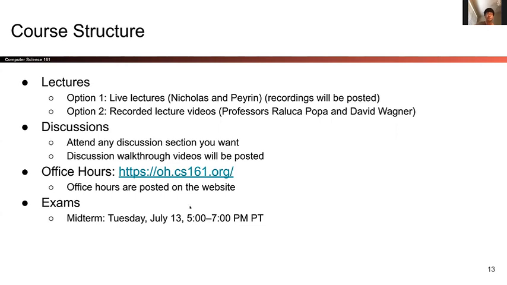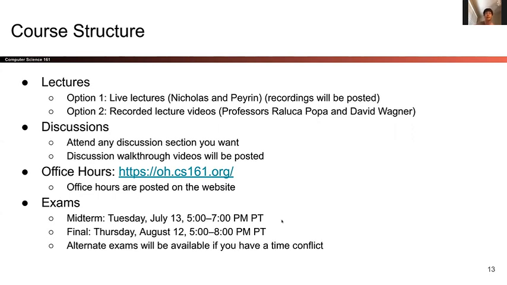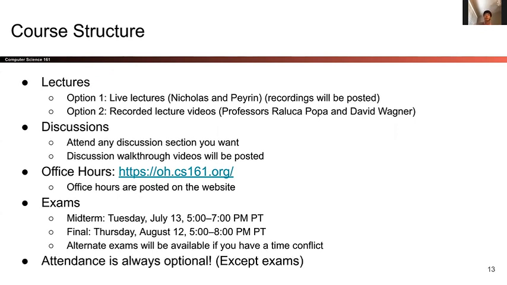There are 2 exams. The midterm is on July 13th from 5 to 7 Pacific time. And then the final is August 12th from 5 to 8 Pacific time. If you can't make it, we have alternate exams, and there'll be a form going out, I would say, in a week or 2. One nice thing about this class is attendance is always optional except exams. So if you want to never show up for anything again and just come for the 2 exams, we're totally okay with that. We're not going to take attendance. It's not part of your grade or anything like that.